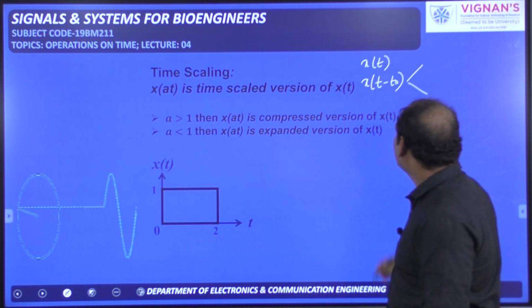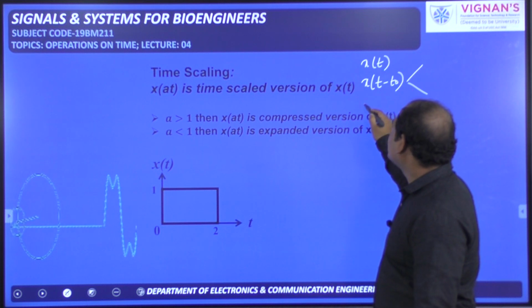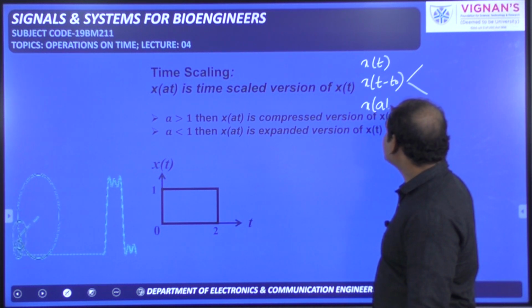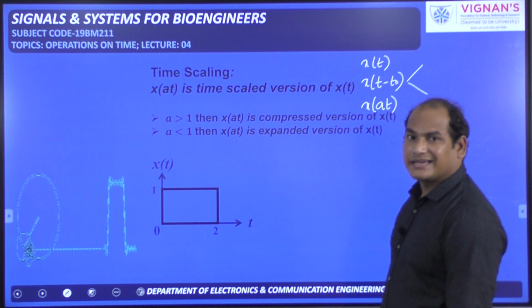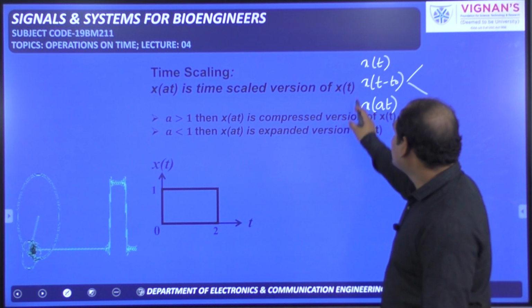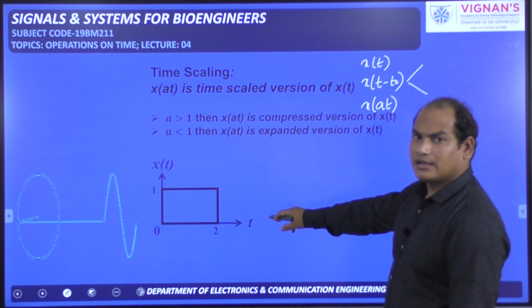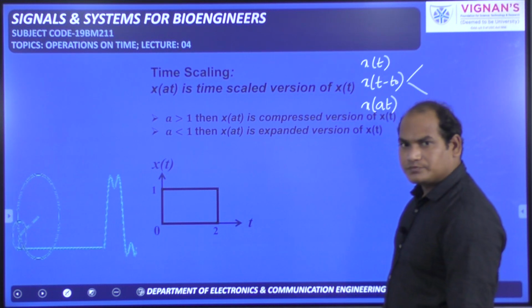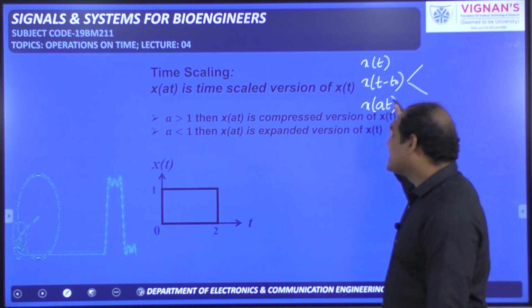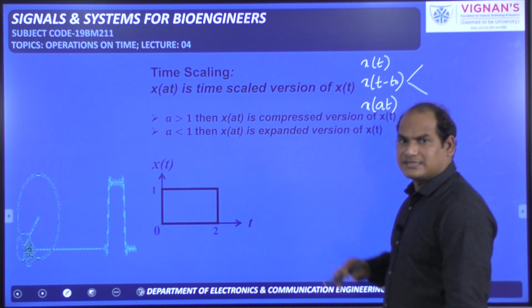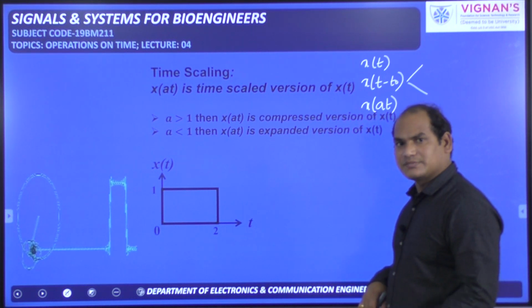Now time scaling. X of t is the original signal. X of at represents the time scaled version of the original signal x of t. So again, we have taken x of t, that is this signal. We need to find x of at, where a can be greater than 1 or less than 1. In both cases time scaling is possible.